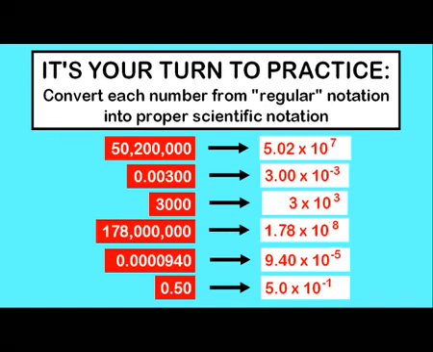Now, for any of these problems, if you got them incorrect, hopefully you understand what mistakes you made. All of the coefficients fall between 1 and 10. And for all numbers that are greater than 10, I used a positive exponent. And for all numbers that were less than 1, I used a negative exponent.